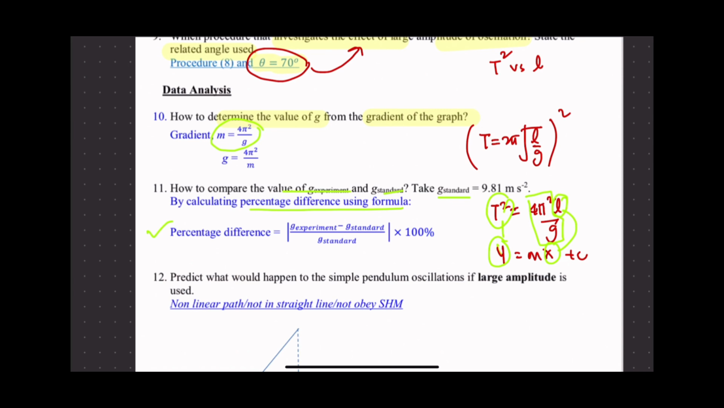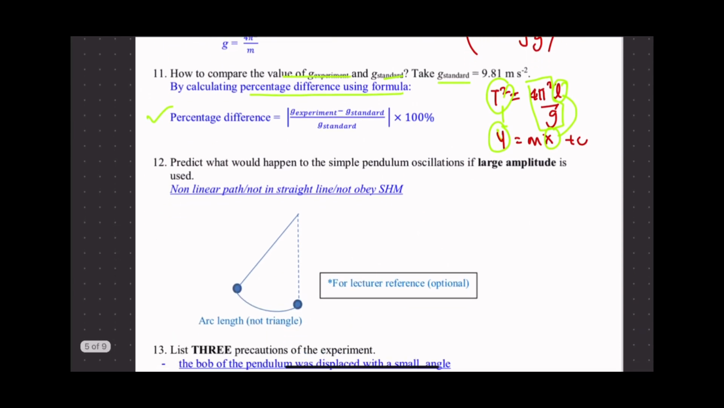Okay, next is to predict what will happen to the simple pendulum oscillation if a large amplitude is used. When a large amplitude is used, the path is non-linear, not in a straight line, and it is not obviously harmonic motion. This means damping oscillation will occur. Its path is not uniform.